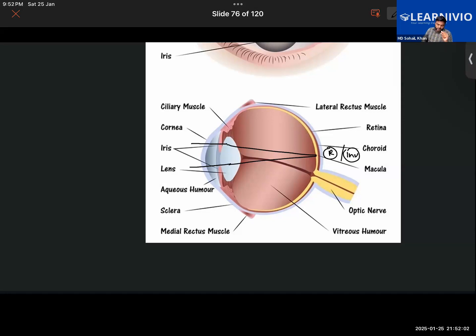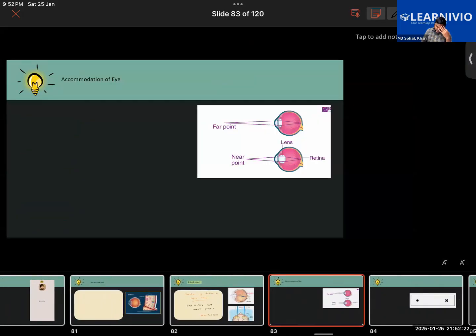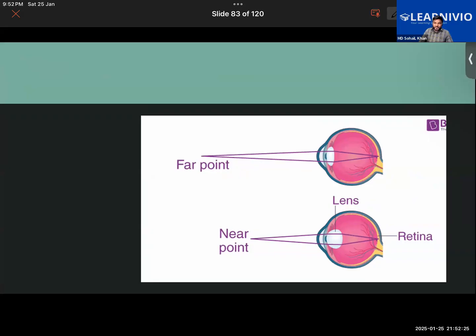Further, the lens is located right behind the iris, and the shape and size of this eye lens change depending on the distance of the object that has to be viewed. Suppose you are looking at objects that are kept far away. Take a look at the shape and size of this eye lens. It is stretched out when you're looking at far off objects, so the eye lens is stretched out and thinner.